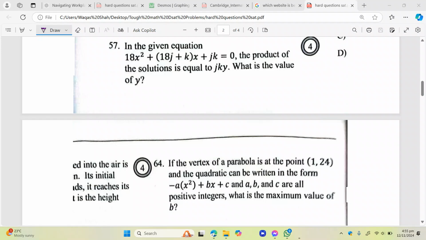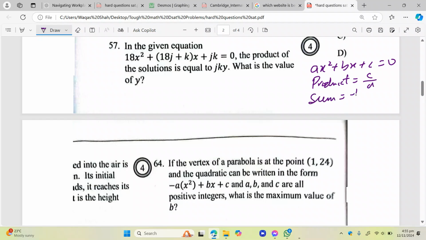Okay, in question 57, it's given that 18x squared plus 18j plus kx plus jk is equal to 0. The product of the solution is equal to jky. What is the value of y? Okay, so over here, it's given that the product of solution is equal to jky, and we know that when we have this equation ax squared plus bx plus c is equal to 0, then the product of solution is equal to c by a, and sum of solution is minus b by a, right? So we will use the product of solution.